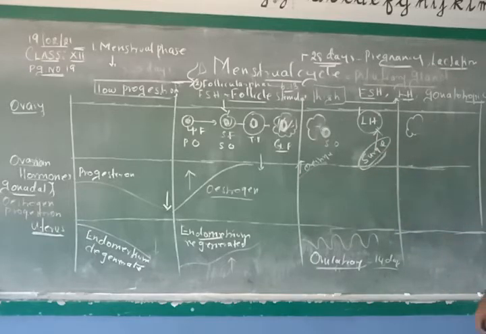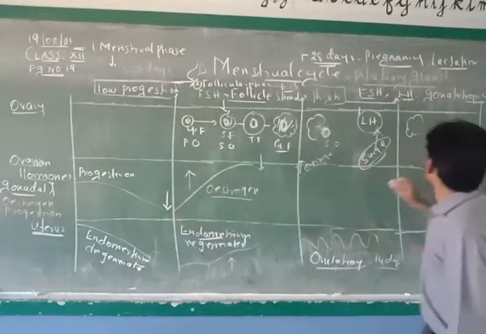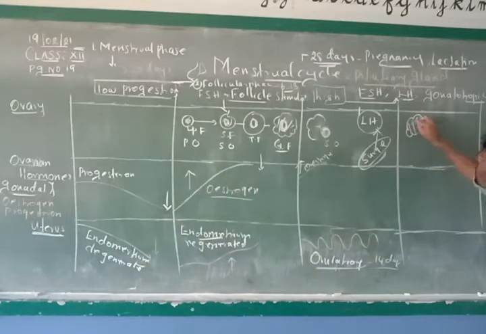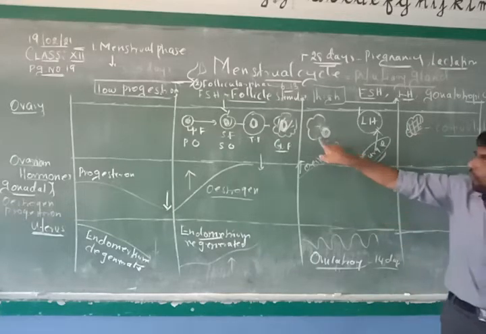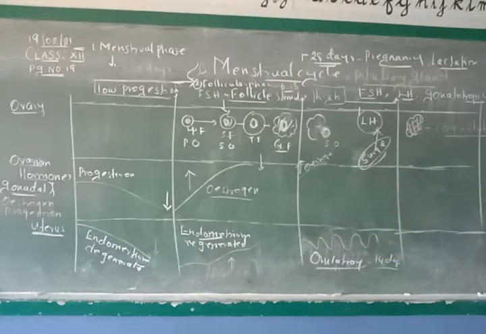Now this graafian follicle, after ovulation, forms an empty structure like this temporarily. A small structure is formed. This structure is called corpus luteum. Don't forget it. If corpus luteum is there, there is no egg inside. The graafian follicle ruptures, the ovum is released, and the graafian follicle converts into another structure called corpus luteum. Understand?